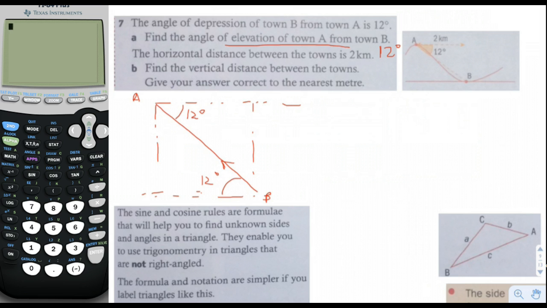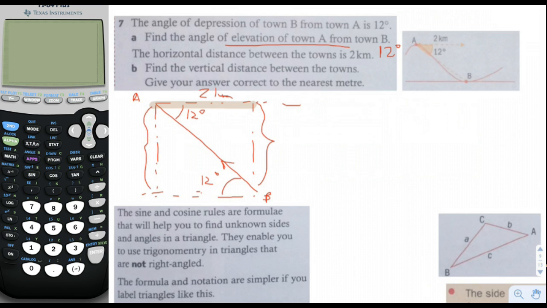The horizontal distance between the towns is 2 kilometers. So the horizontal distance is not this diagonal distance here. It's this distance right there. So the horizontal distance between the towns is 2 kilometers. Find the vertical distance between the towns. So they want to know this distance. It's just a triangle they want us to solve here.